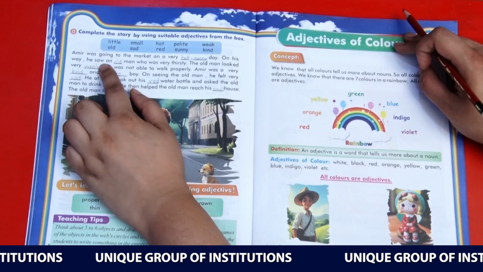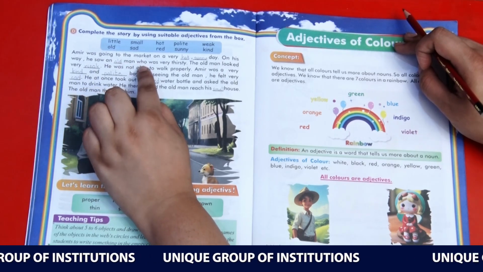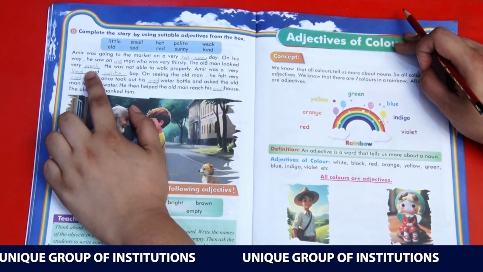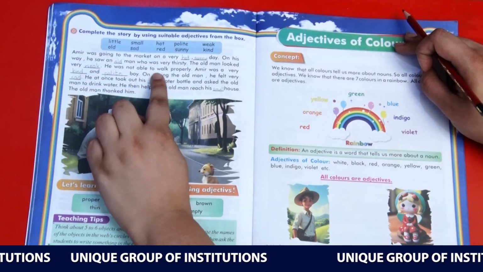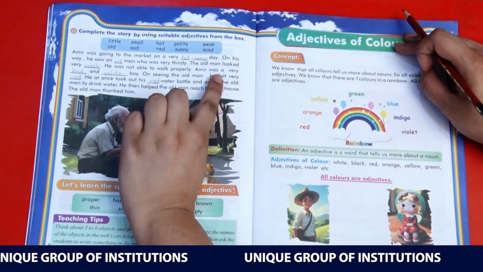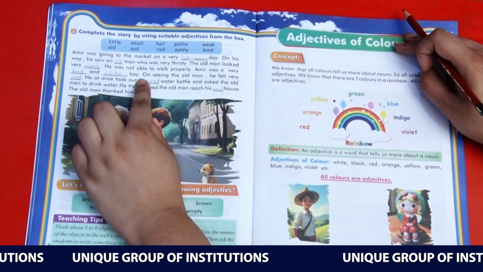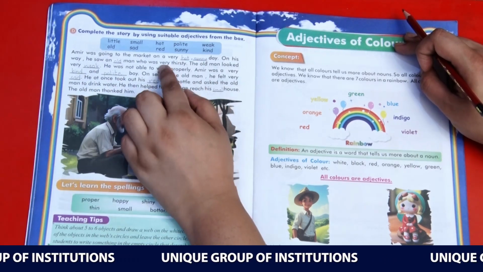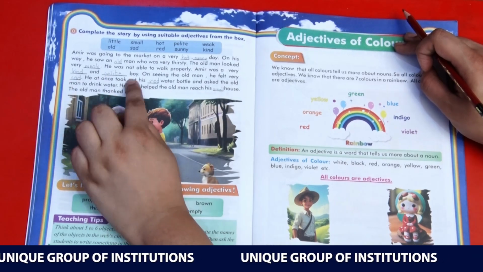On his way he saw an dash man. We have old here, so we'll write old here, who was very thirsty. The old man looked very dash, the old man looked very weak. He was not able to walk properly. Amir was a very dash and dash boy. Now we need to specify what kind of boy Amir was. So we have adjectives like kind and polite. So we'll write it here, kind and polite.